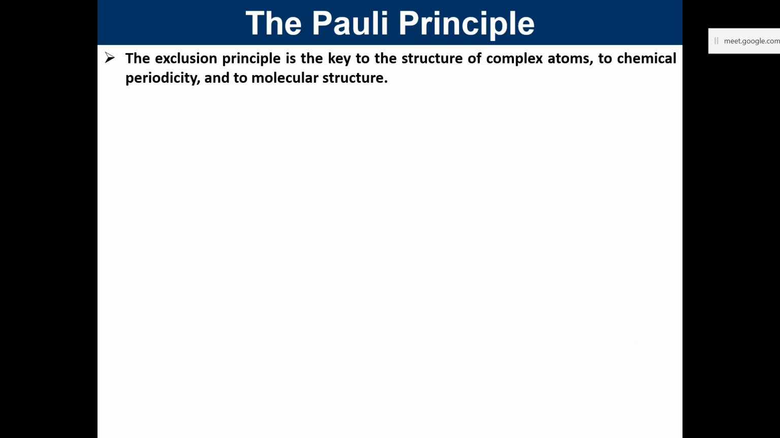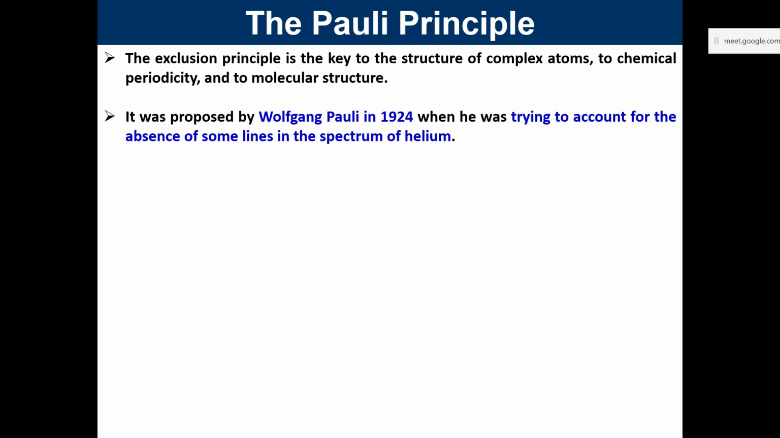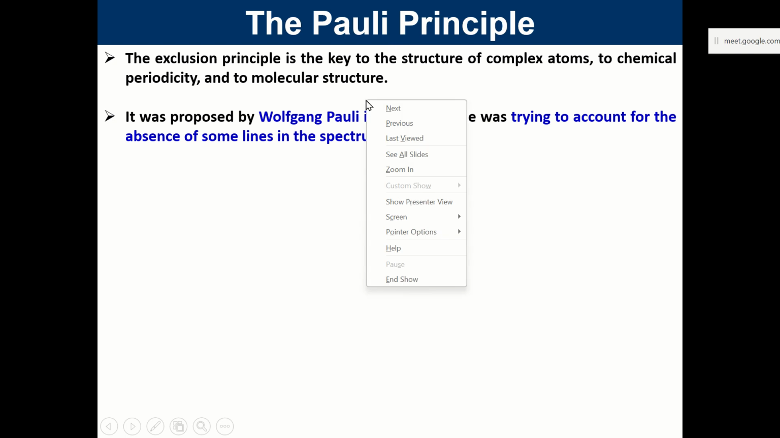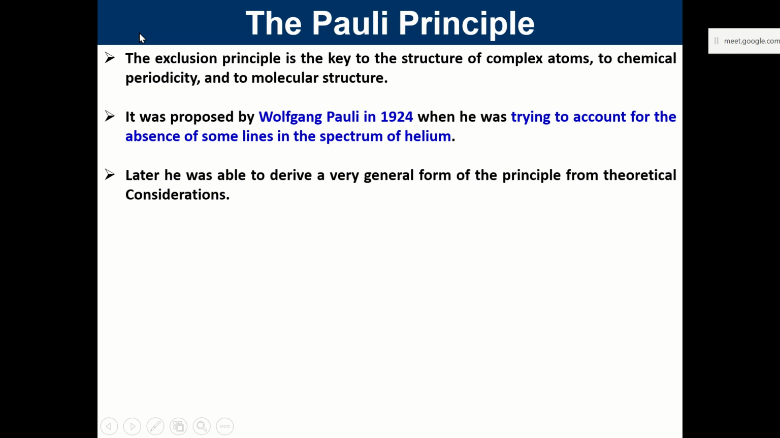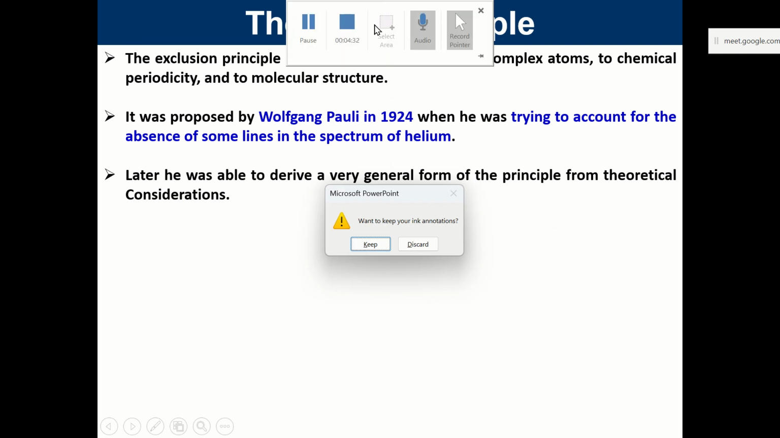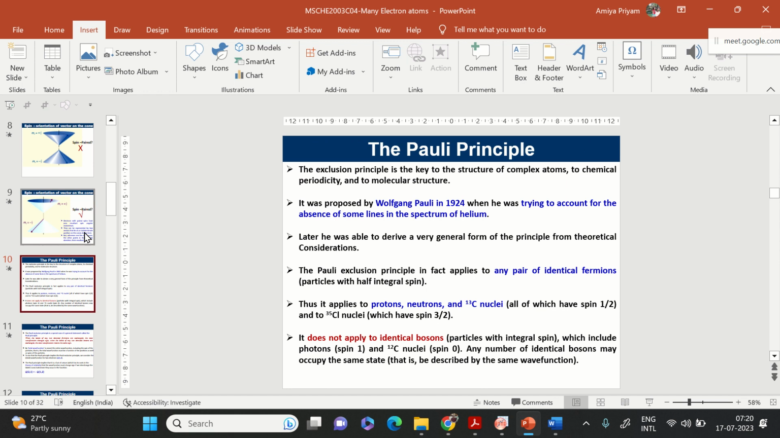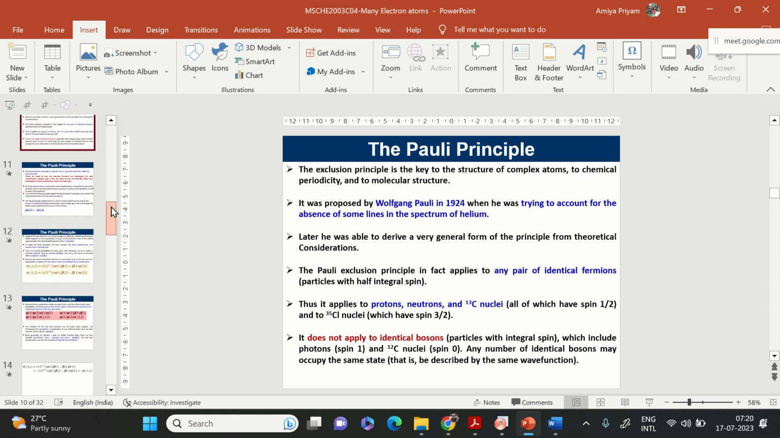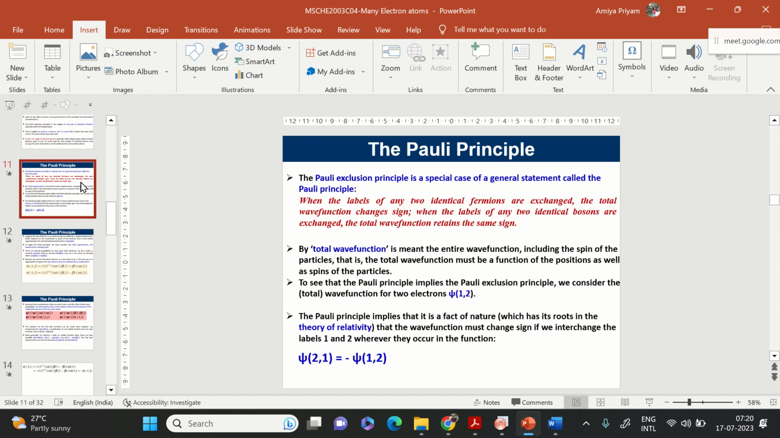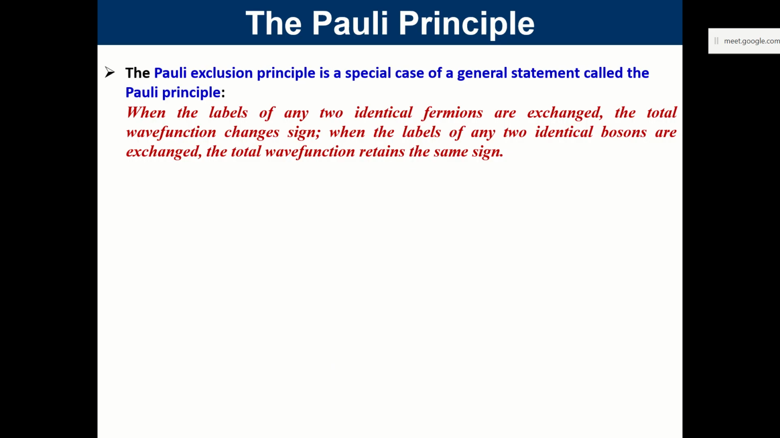Then we also talked about Pauli's principle, the general one, which applies to all particle systems. So the general form of the statement goes like this. This is the very generalized statement of Pauli's principle. Remember, this is Pauli's exclusion principle, which you talk about in terms of electrons. With respect to electrons, it is a special case of Pauli's principle.